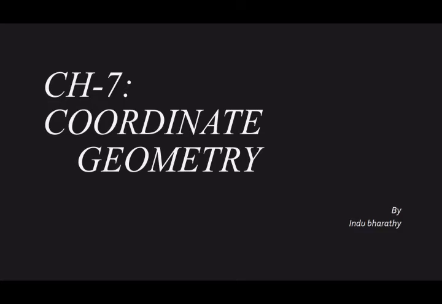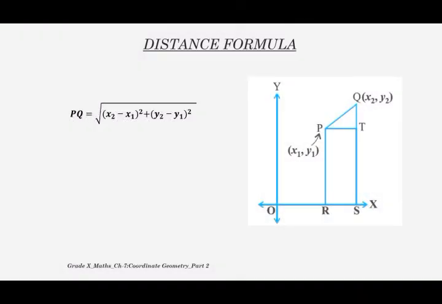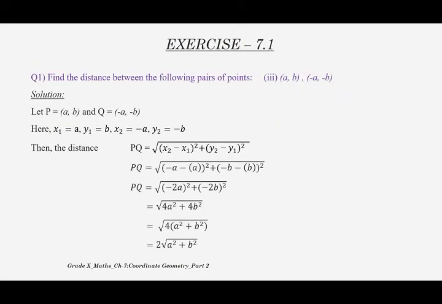Good morning. In this video, we'll continue with Chapter 7, Coordinate Geometry. In the previous video, we have already seen the distance formula, which is root of (x2 minus x1) the whole square plus (y2 minus y1) the whole square. Now, let us solve a few problems from exercise 7.1. Starting with the first question, find the distance between the following pairs of points.